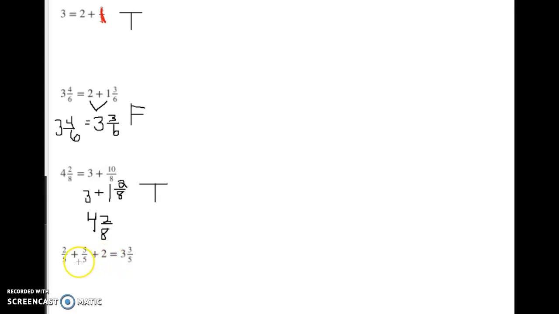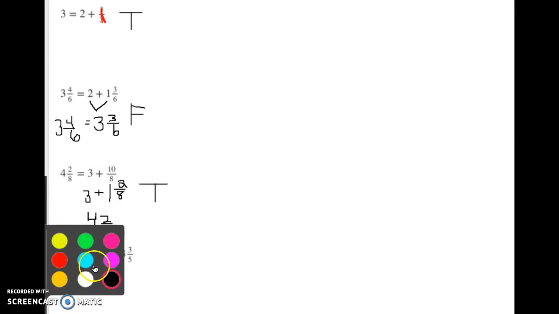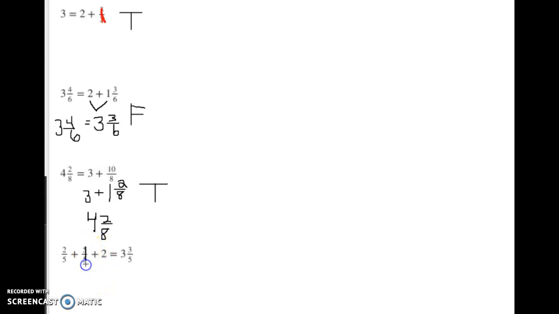This one had a lot. So 2/5 plus 2/5, or whoops, 2/5 plus 7, or oh my goodness, 2/5 plus 5/5. So I know that 5/5 is the same as a whole. So I know 1 plus 2 is 3, and then I'm left with 2/5.